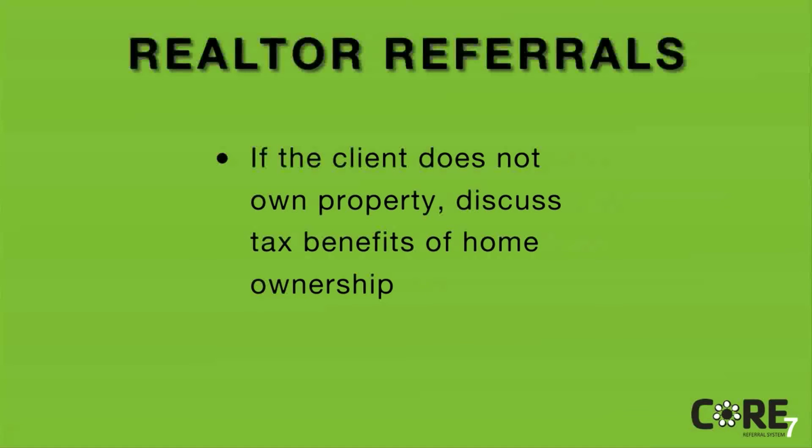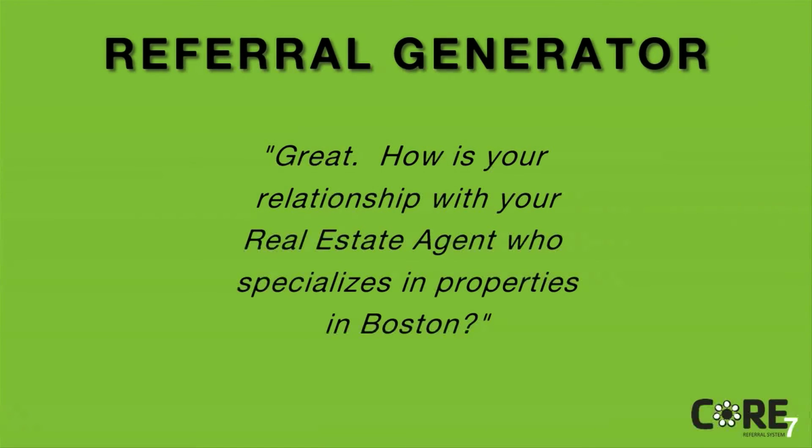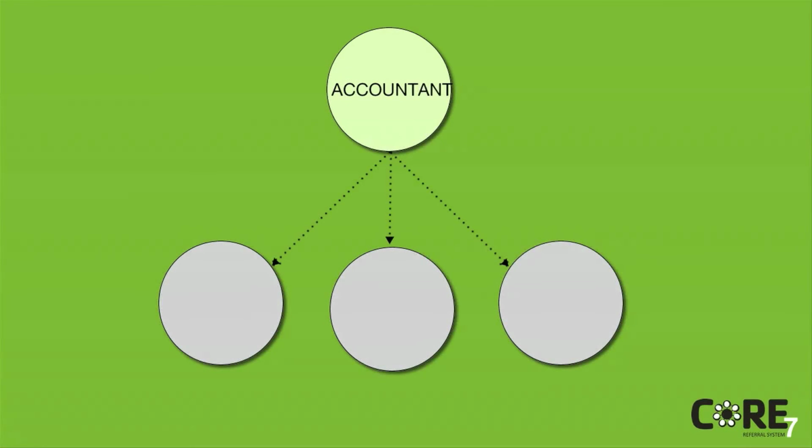So, for example, if a client doesn't own a property, this is a great opportunity for the accountant to discuss the benefit of home ownership and also where the client wants to live. This tees up the referral generator. Let's say the client says they would love to live in Boston. It's a perfect segue to just say, great, how's your relationship with your real estate agent who specializes in properties in Boston? All right, let's talk about the secondary targets for the accountant.